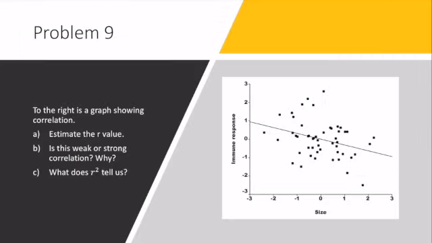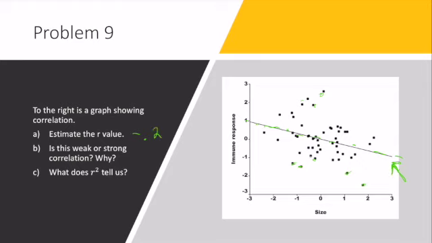Okay, let's take a look at problem 9. This is from our section on linear regression. So what I want you to do is estimate the R value. So let's take a look at our graph. Okay, my slope is negative, so I know I'm going to have a negative R value. It's going to be less than 1 because it's not a perfect relation. But my points are all over the place, right? They're everywhere. They aren't even super close to my line of best fit, this guy right here. So I know that I have a weak correlation.